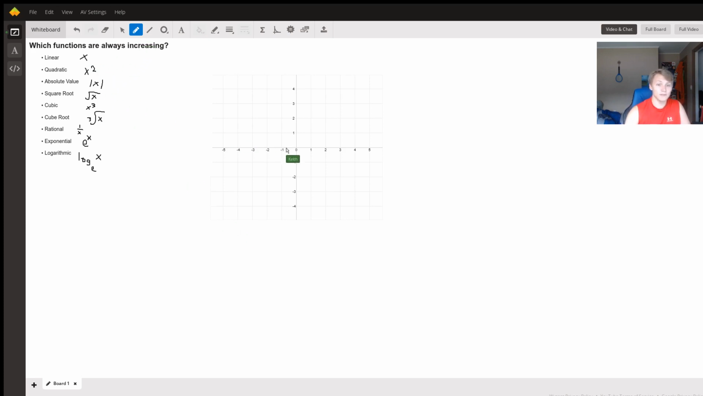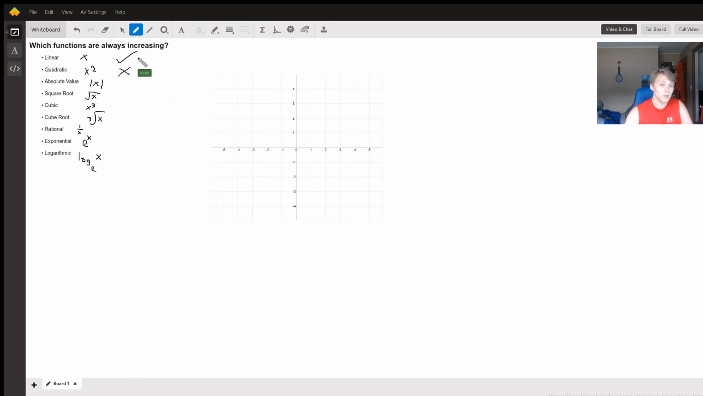So for linear, we have x. So y equals x. That graph looks like this, and it is, in fact, always increasing. So yes. Quadratic. In this case, we have y equals x squared, which looks, and it won't be exactly right, but the parent function looks something like this, which clearly is decreasing everywhere less than 0. So no, the quadratic is not always increasing.